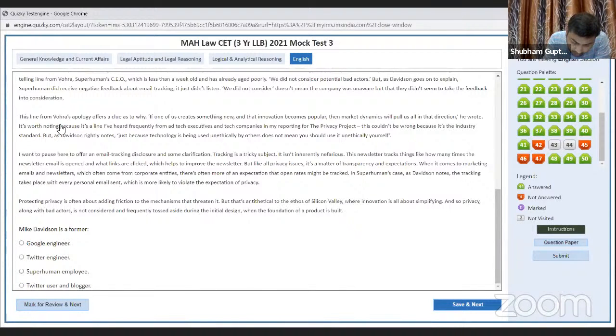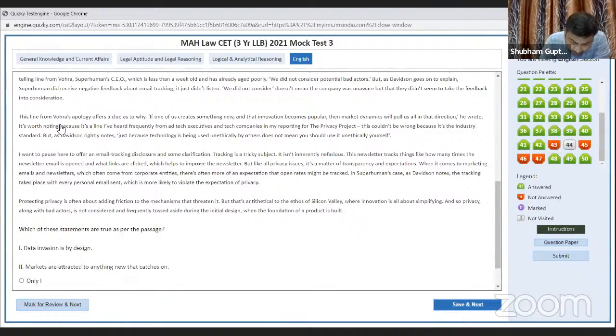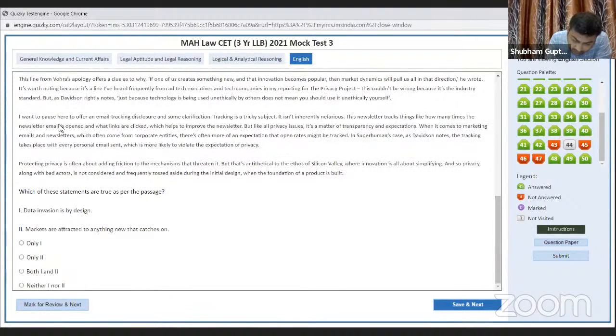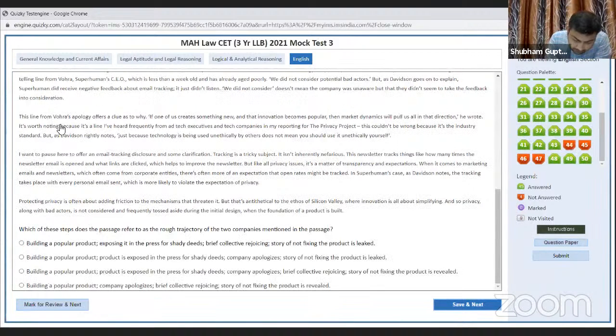So Mike Davison is a former Google engineer. Which of the following statements is true? Data invasion is by design. Markets are attracted. So the first one only. Which of the following steps does the passage refer to as the rough trajectory of the two companies?